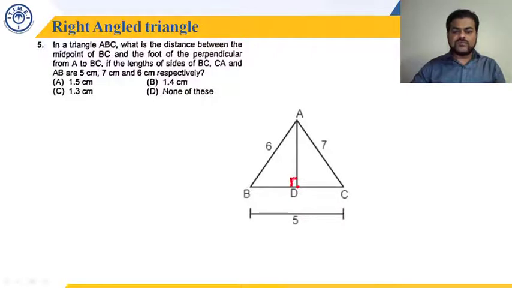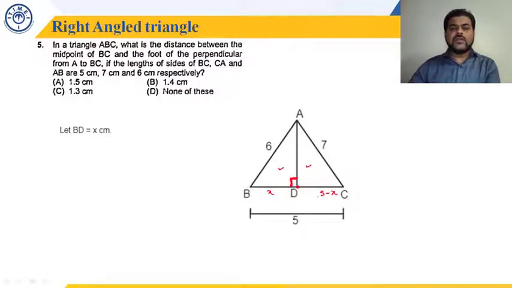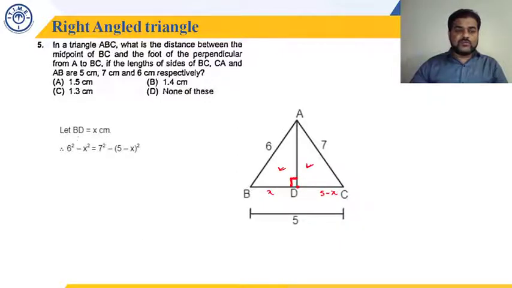Okay. So effectively we get two right angle triangles. These two are right angle triangles, and BC is entire 5. Let us say BD is equal to X. So let us say this is X. So here DC will be 5 minus X. Now apply Pythagoras theorem in this triangle as well as this triangle. So what do I get? 6 square minus X square. So this is nothing but AD square.